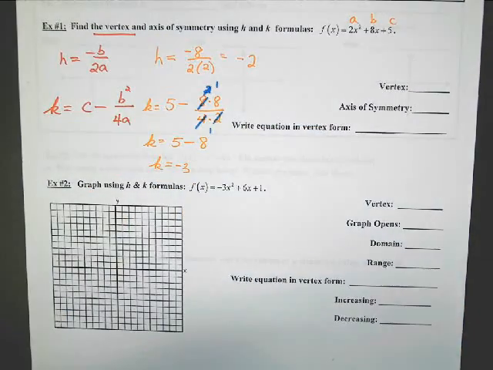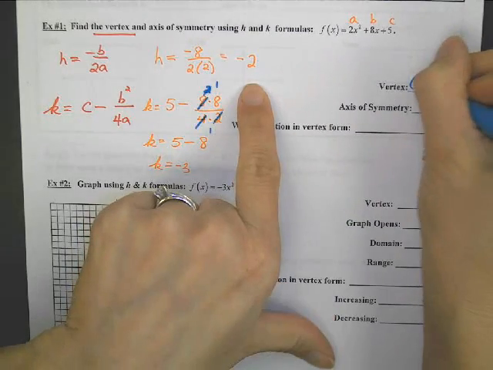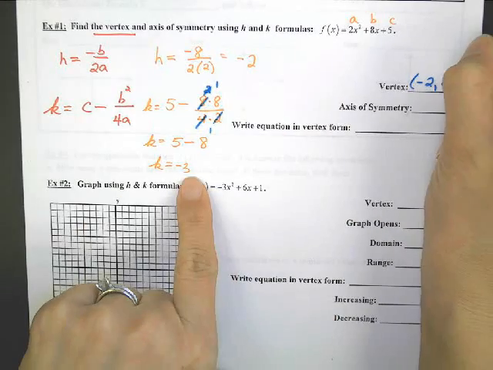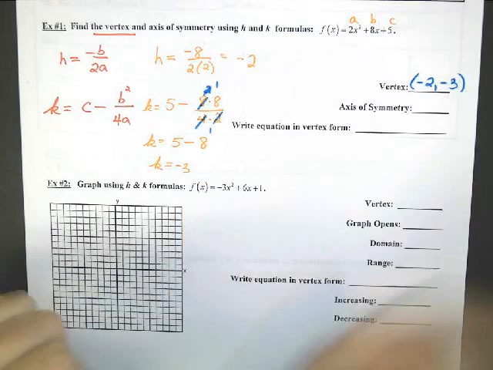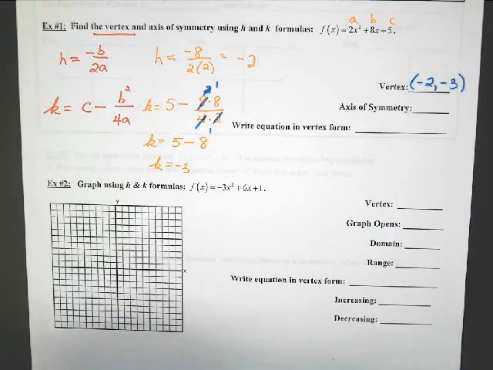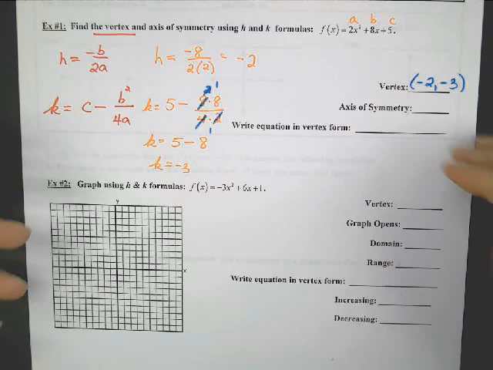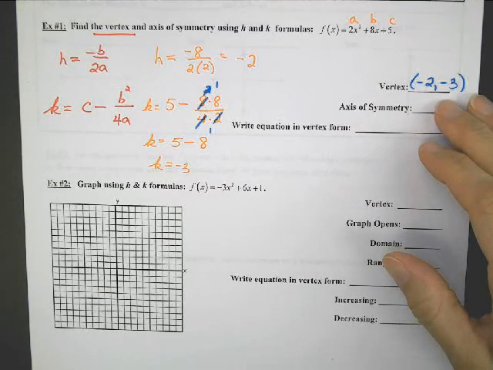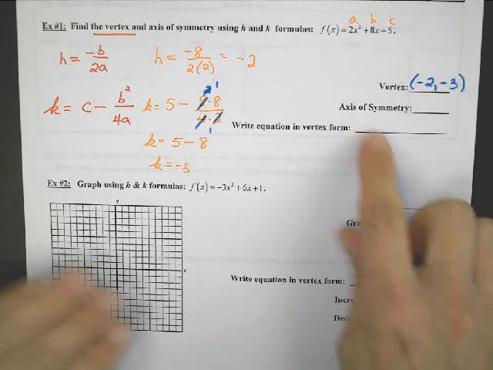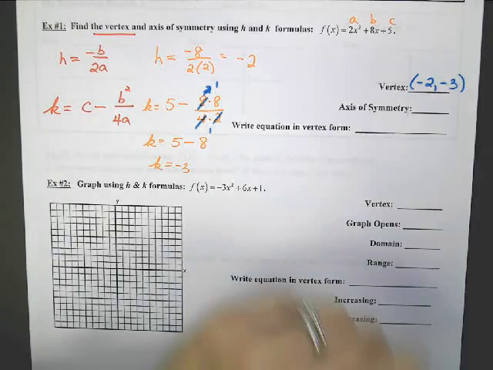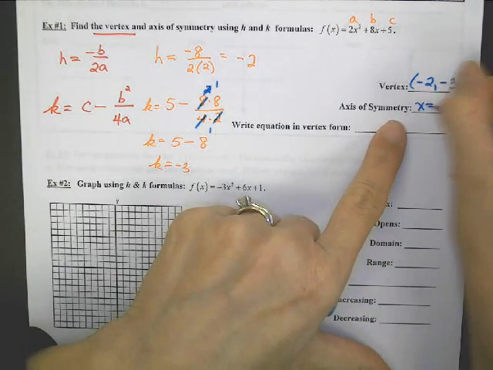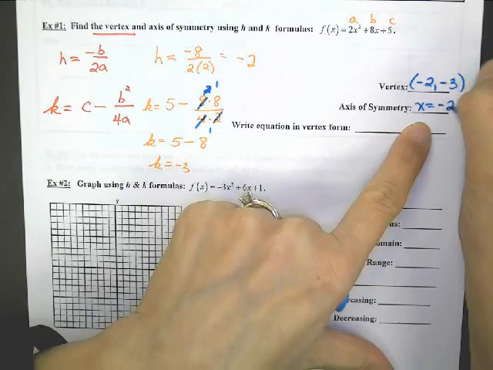So what is the vertex for this parabola? Negative 2, comma, negative 3. The h and k formulas. It's the same result as when you would complete the square. The axis of symmetry, that's very easy. It's always going to be a vertical line. It's going to be x equals, grab that h number there, negative 2.